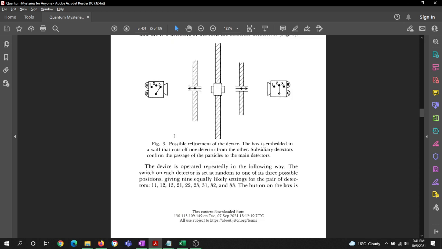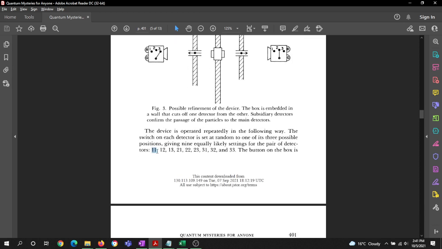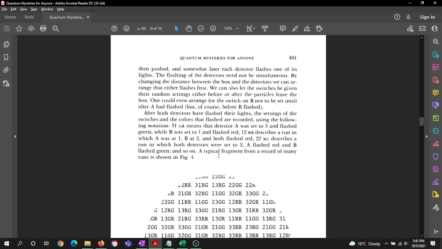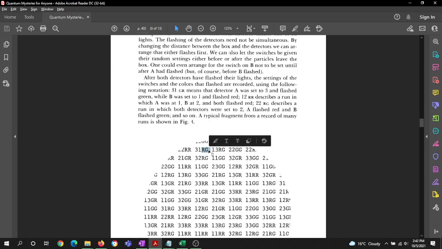So the way that they go through and say that, yeah, the device settings are denoted with a 1, 1, to say they're both in setting 1, and then the actual flashing of the colors is set to like RG. So that means R would be the device on the left flashes red, and the second device flashes green.